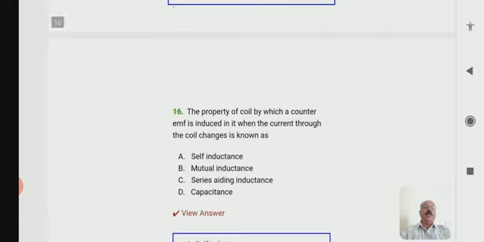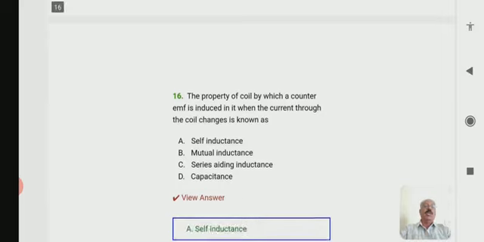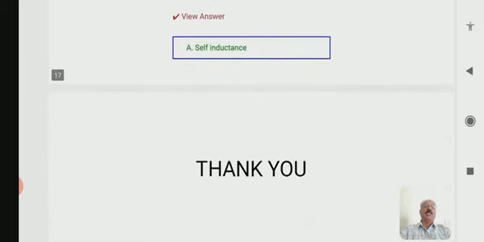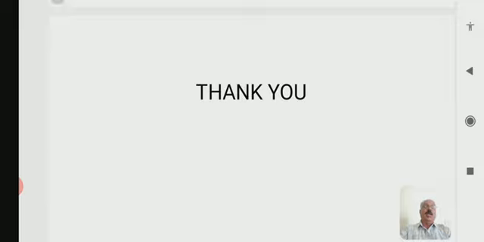The property of a coil by which a counter EMF is induced in it when the current through the coil changes is known as self-inductance. See, these are some MCQs on that topic, self-inductance. In the next class, we will discuss mutual inductance.